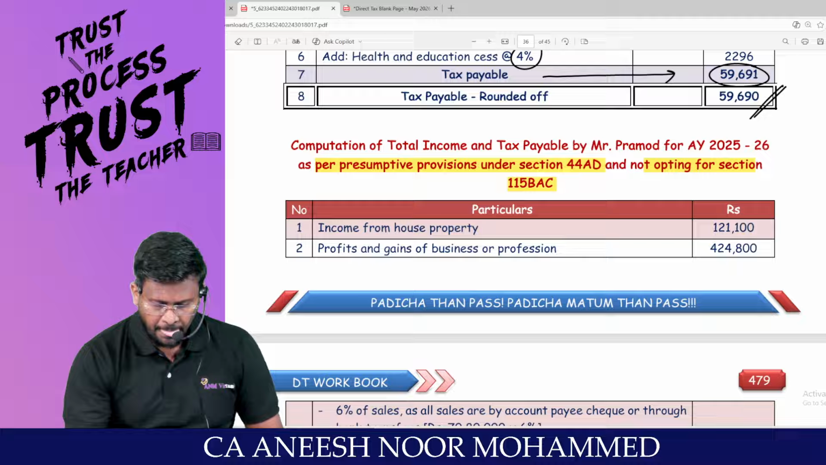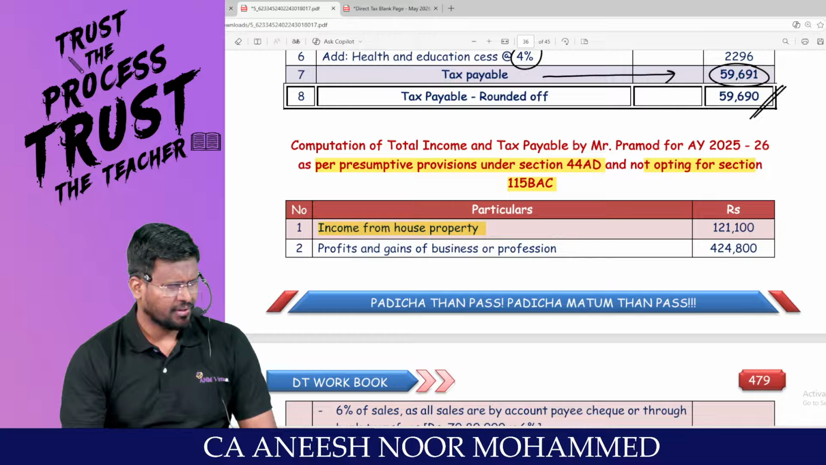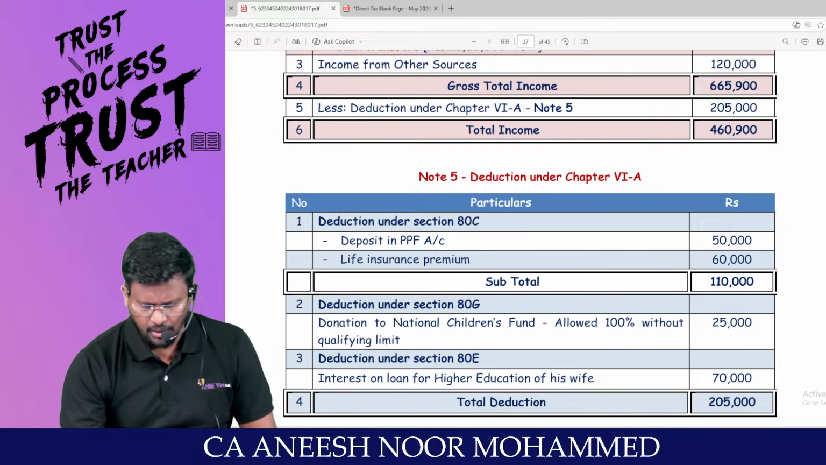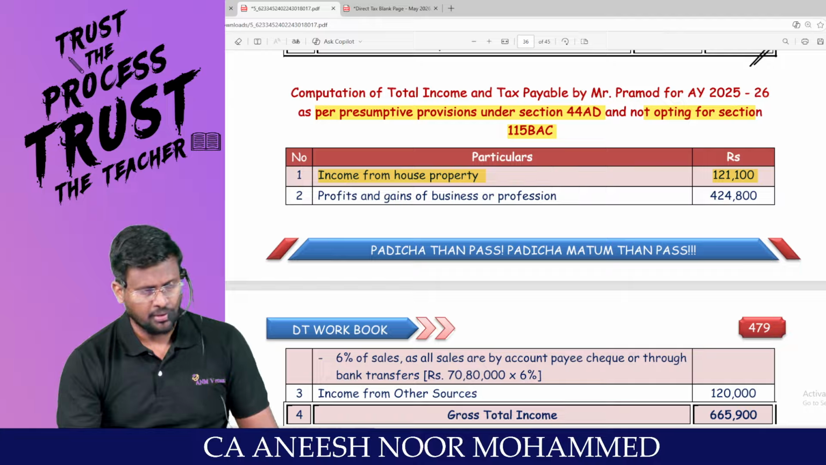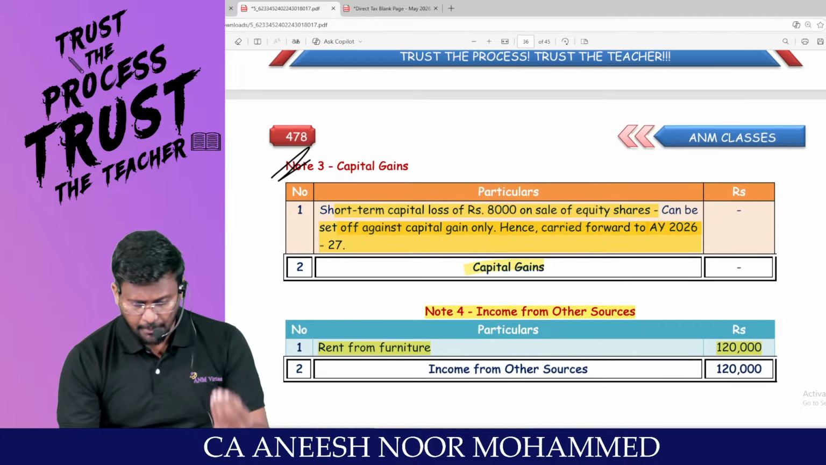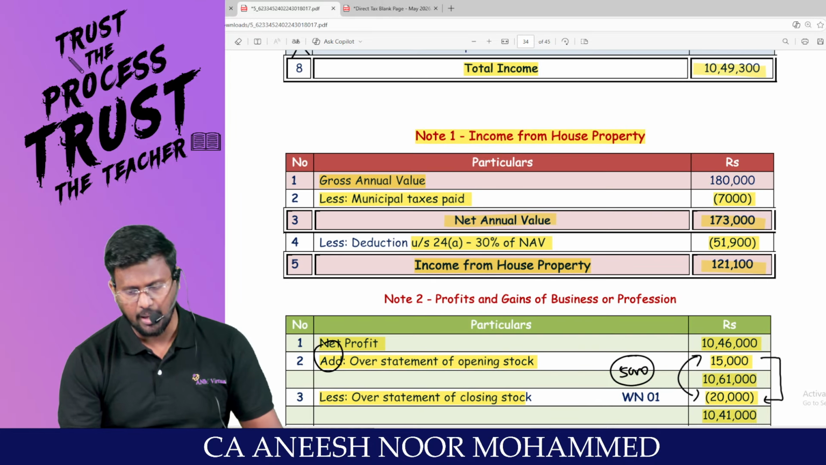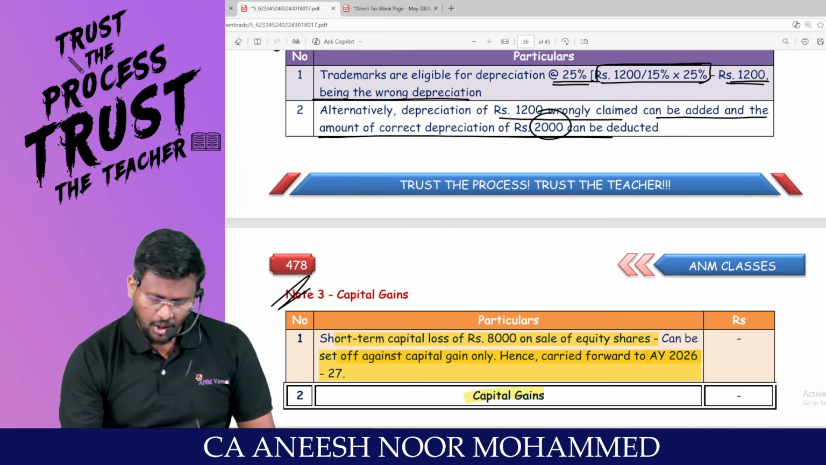Can I? Income from house property will change, or will not change? Income from house property will not change. The same 1,21,100 only. You want once again income from house property computation? No, the same. Am I right? Because from income from house property, we are having only let out property. Let out property is the same in both default tax regime and the optional tax regime.